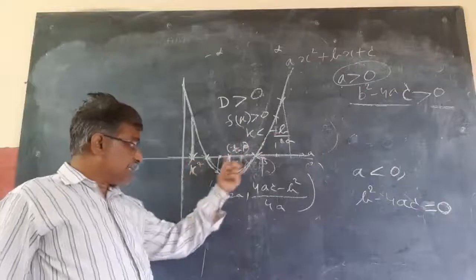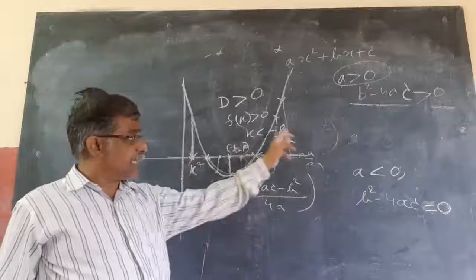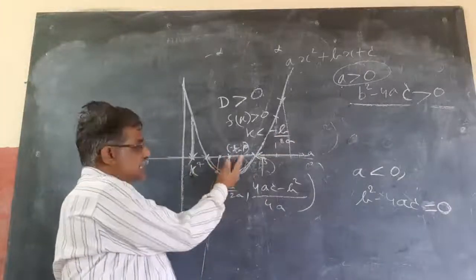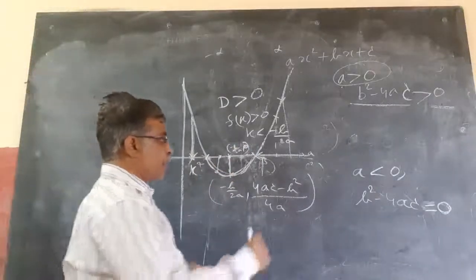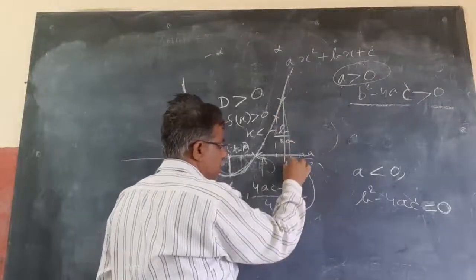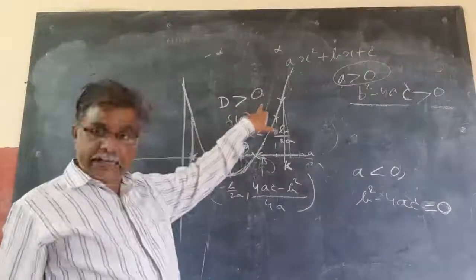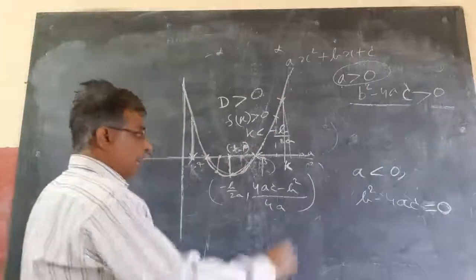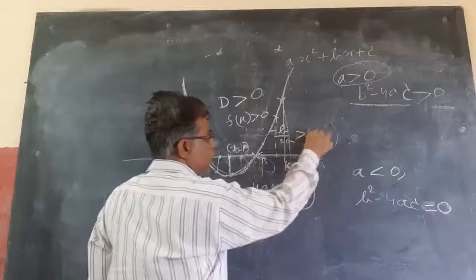Next, if k is on this side, it means minus b by 2a is more than k, or k is less than minus b by 2a. Like this, if k is exceeding both the roots, meaning k is on this side, then also the discriminant must be greater than 0, f of k above the x-axis must be greater than 0, and k is more than minus b by 2a.